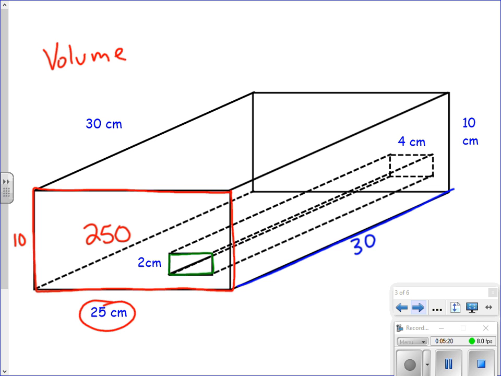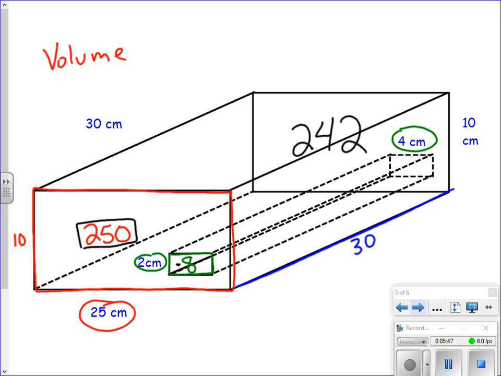If this box had no cutouts, I would take 250 and times it by 30 and get 7,500. But it's got a cutout. So I'm going to find the area of this little green rectangle, which is 2 by 4. Hey, 2 by 4. 2 times 4 is 8. So it's 8 centimeters. So the whole front is going to be 250 minus the 8 that's cut out. So 250 minus 8, you can do that in your head. That's 242. I'm going to write that back here.